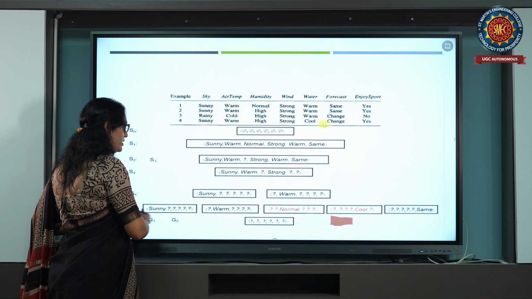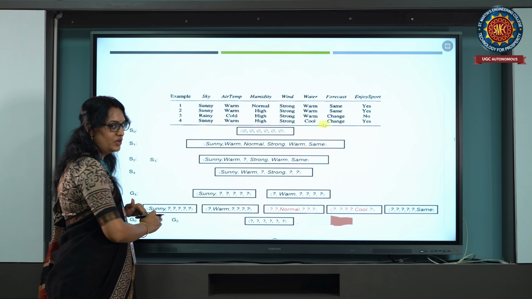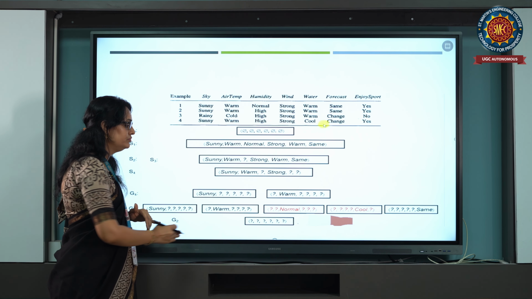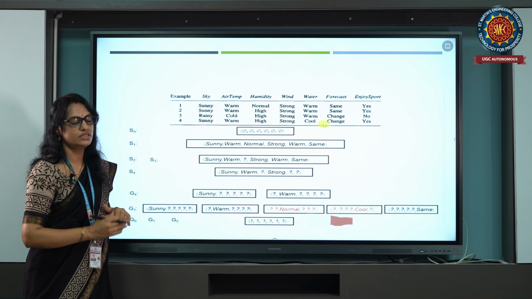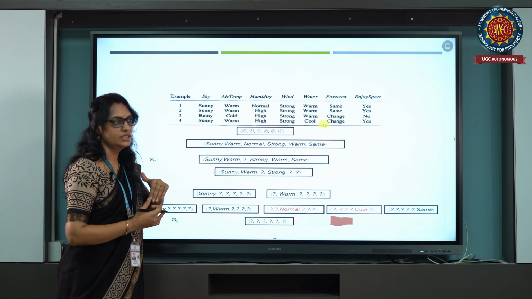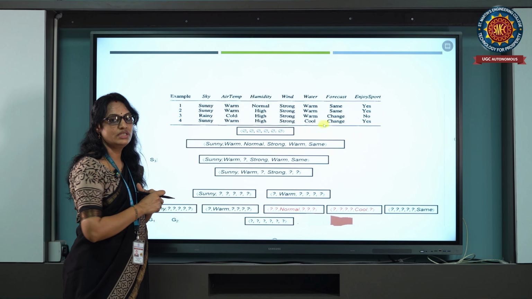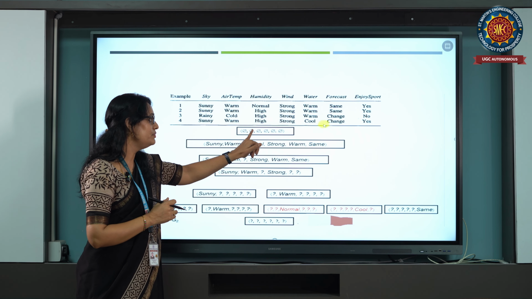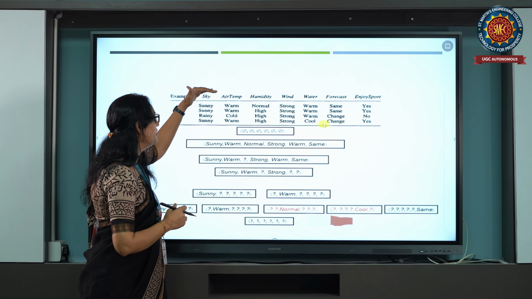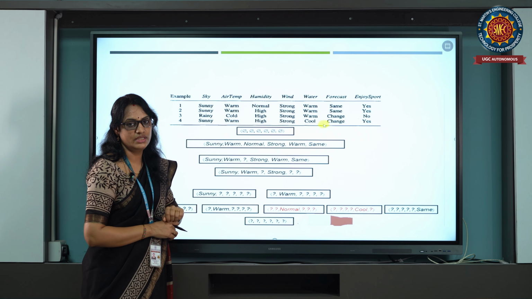See here, first I'm taking G naught. The most general hypothesis is denoted by G naught, and I am taking it with the question marks. I already told you that for the most general hypothesis we are going to take the question marks. Next, coming to the most specific hypothesis, I am going to initialize with the null values. Why am I taking 6 null values? Because whatever attributes I am having are the 6 values here.